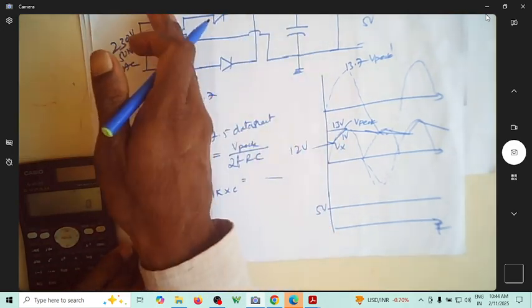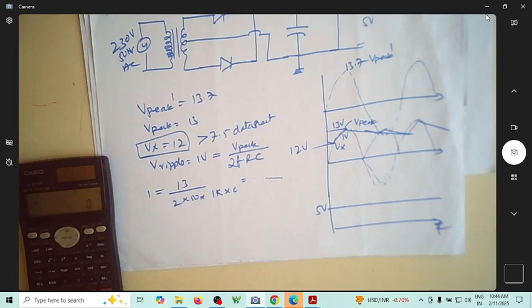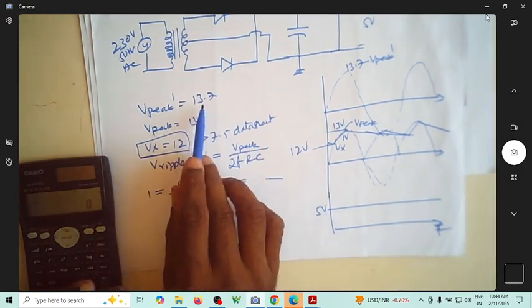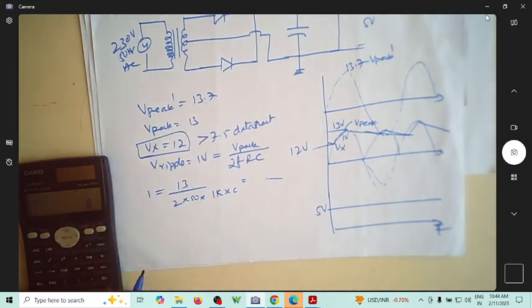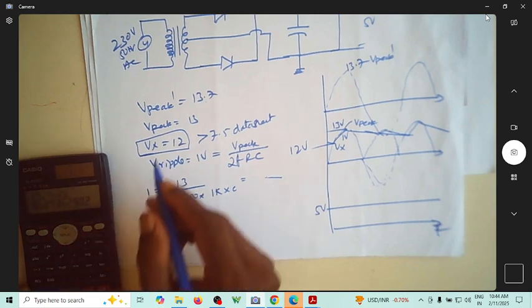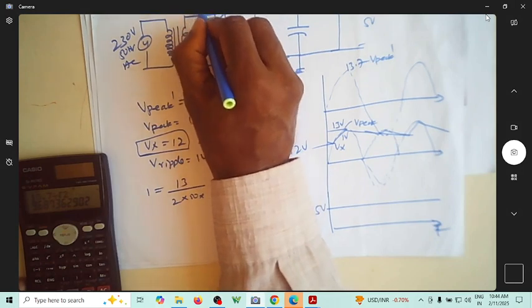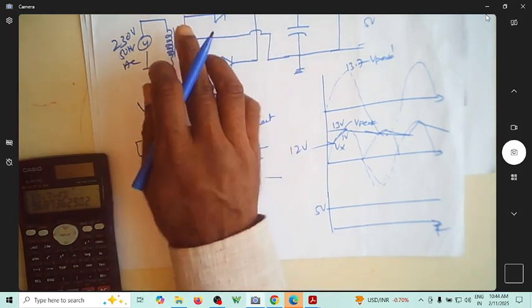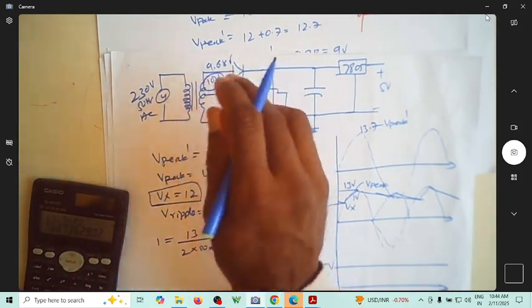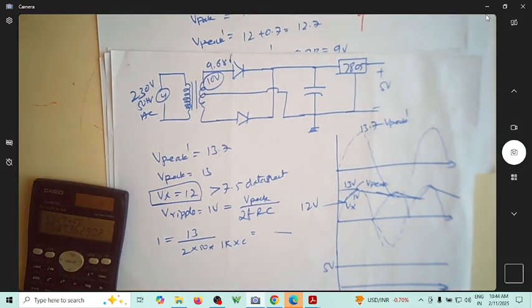From that you work back, to find the RMS voltage that is required here. It is 13.7. This is peak, so the RMS of that would be 13.7 divided by root 2, which is 9.68 volt RMS. You can use a 10 volt transformer. If you use a 10 volt transformer, it will be sufficient.